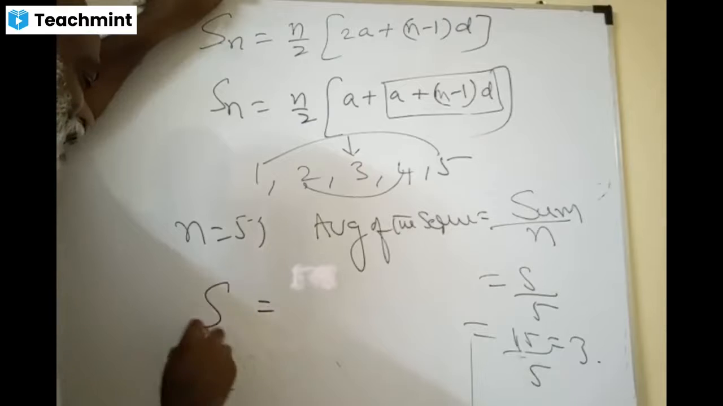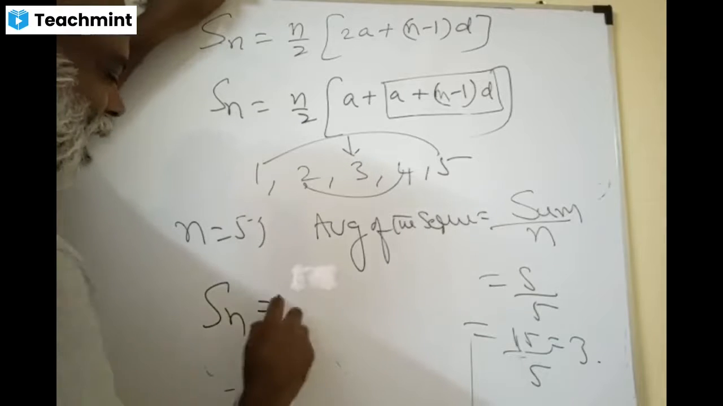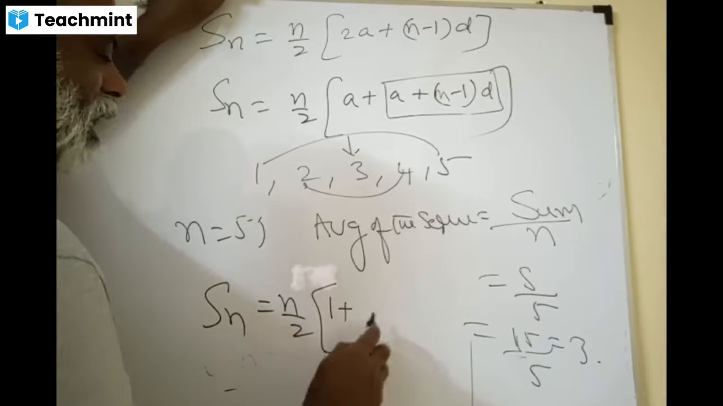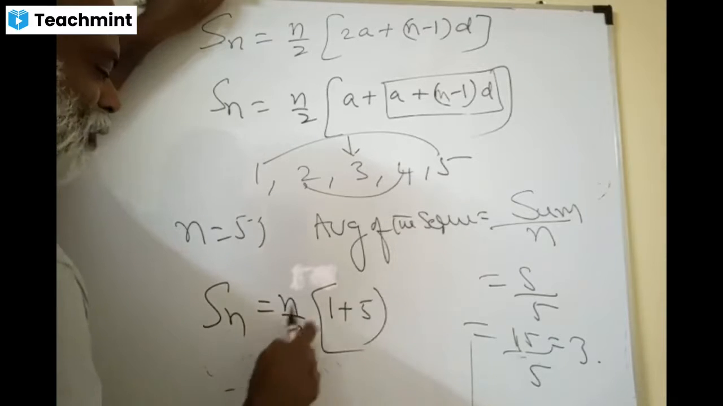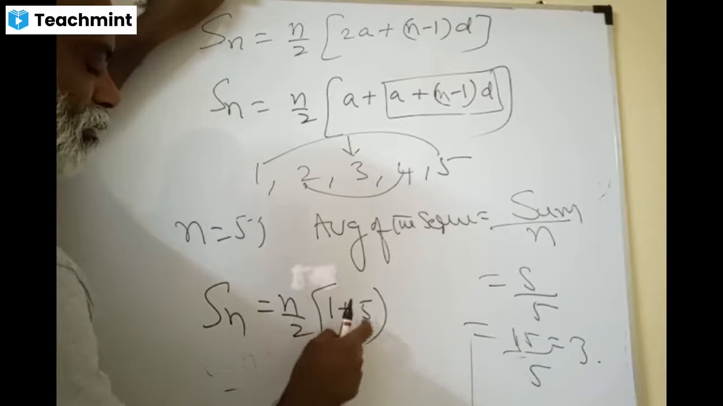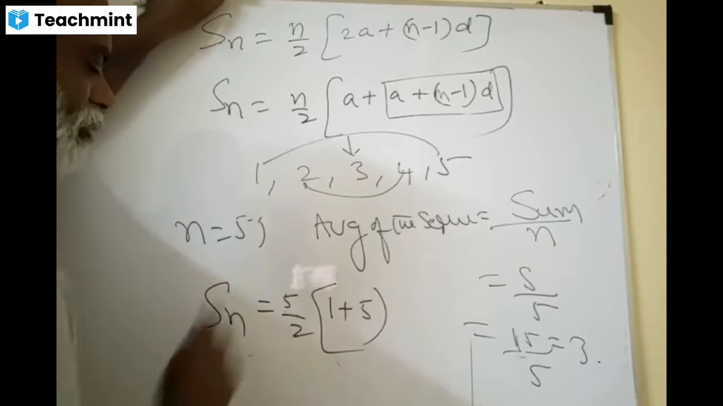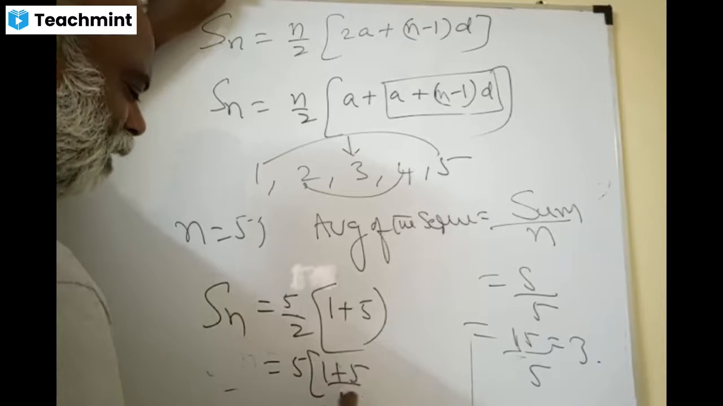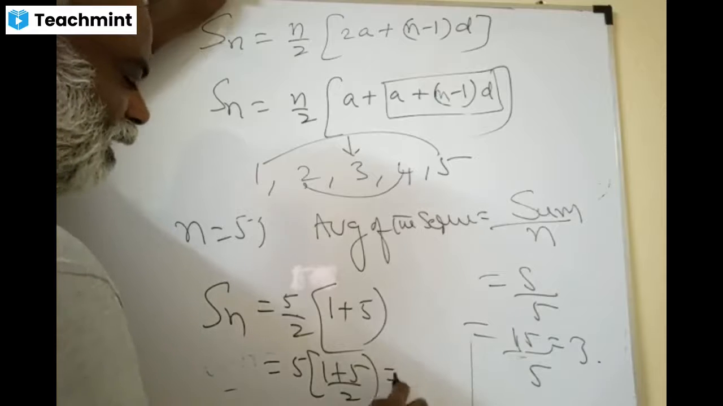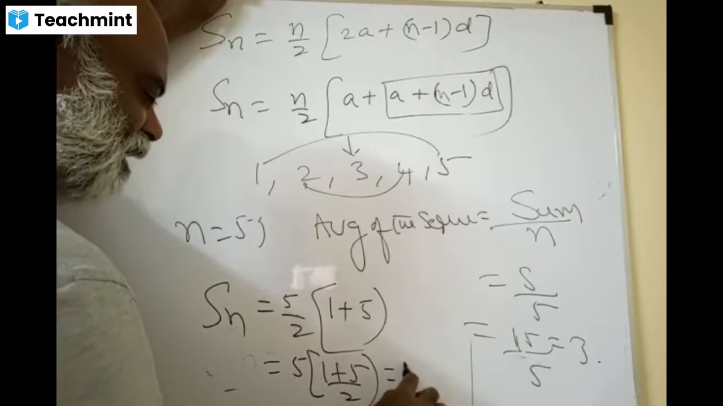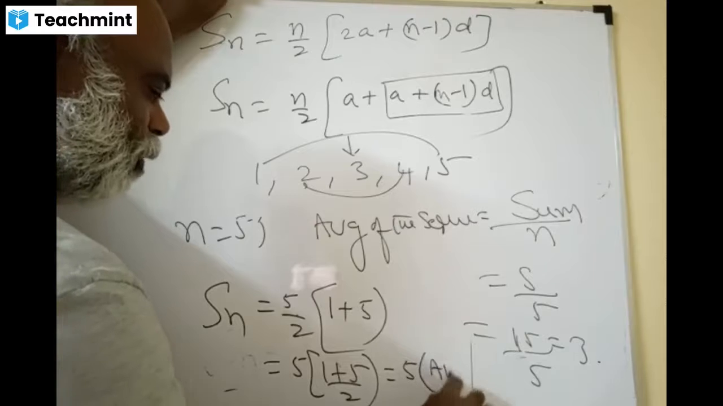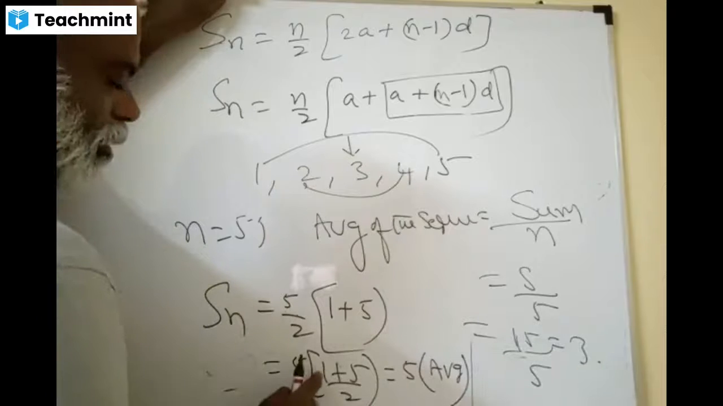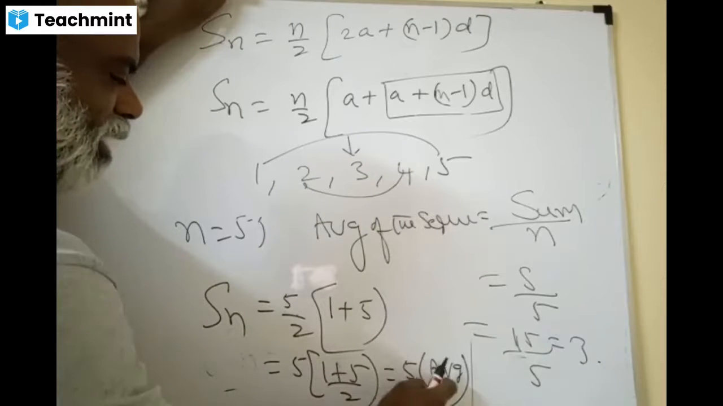Therefore, friends, Sn equals n by 2. Yes or no? First term is 1 and last term is 5. You need n by 2 into first and the last one. n is also 5. Is it right? 5 into 1 plus 5 by 2? 5 into what is the average I got earlier? 3, right? Yes, sir. What is 1 plus 5 by 2? Average, right?